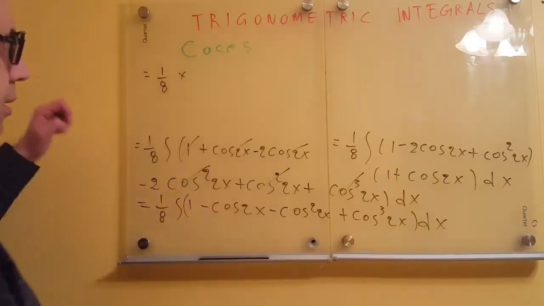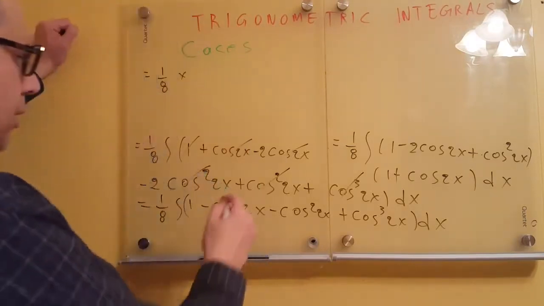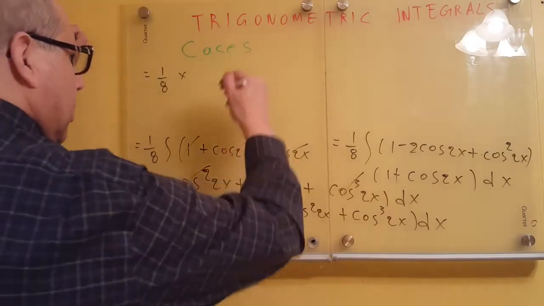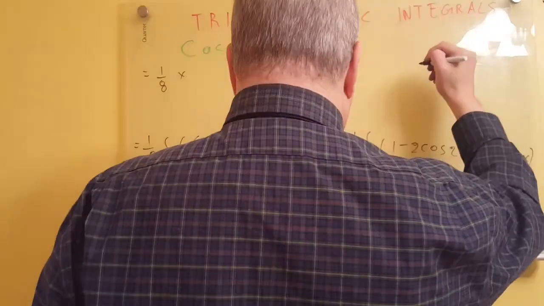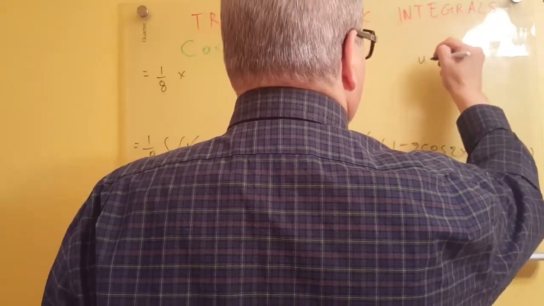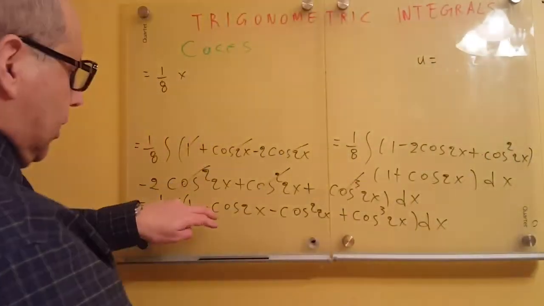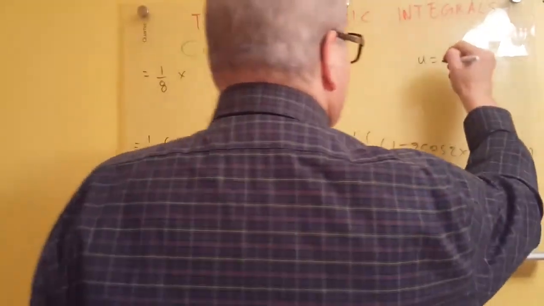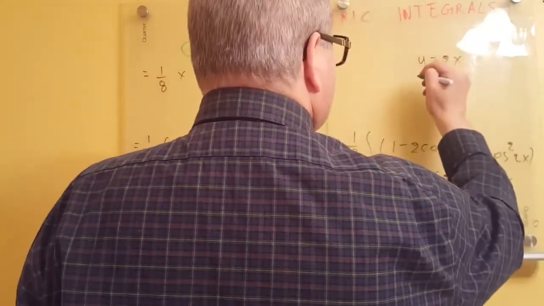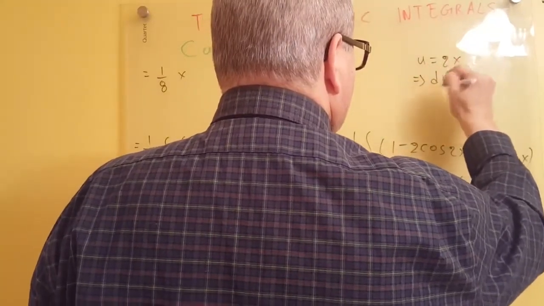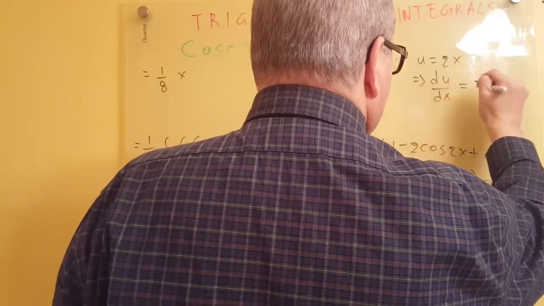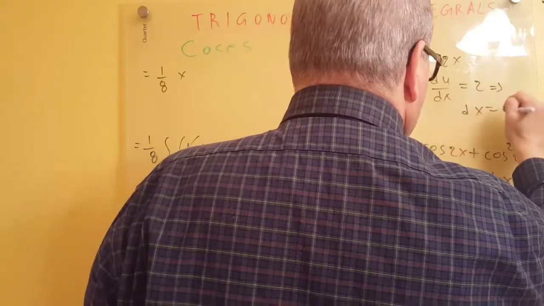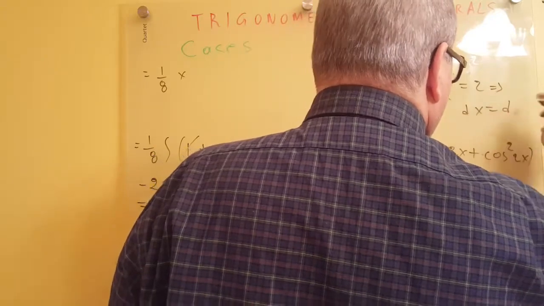Now, this here, we said what we do is we substitute whatever cos x equal with, we substitute whatever u equal with 2x. So that means this becomes du over dx is equal with 2. So that means that dx is equal with du over 2.